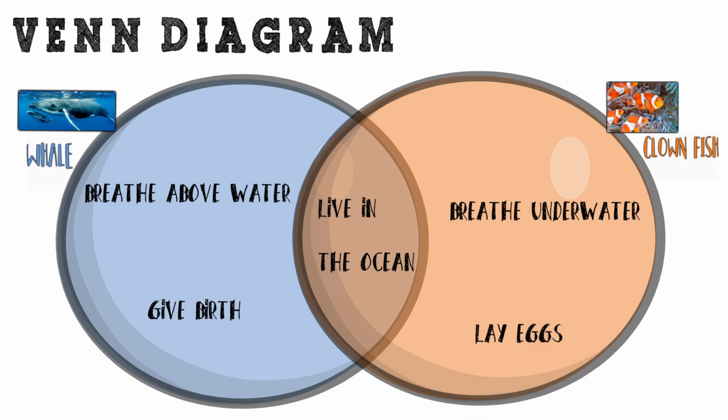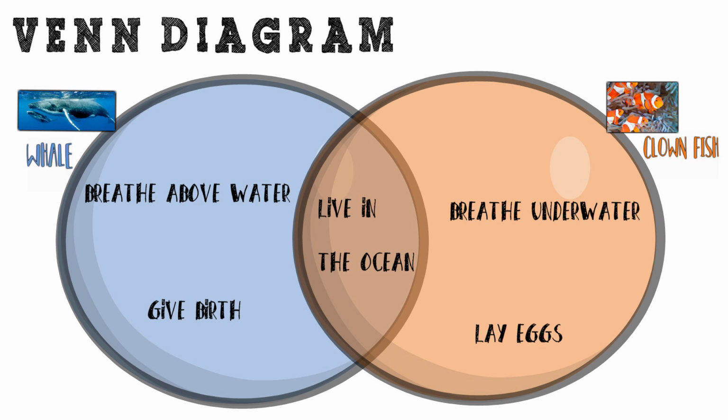Now, let's look into the elements of our sets. In this example, our elements are characteristics of the whale and the clownfish. Let's focus on the blue circle. Everything within the blue circle are elements of our set whale. We have live in the ocean, breathe above water, and give birth. Everything in the orange circle is in our set clownfish. So we have live in the ocean, breathe underwater, and lay eggs.